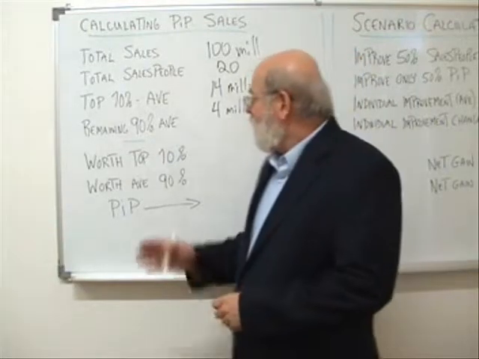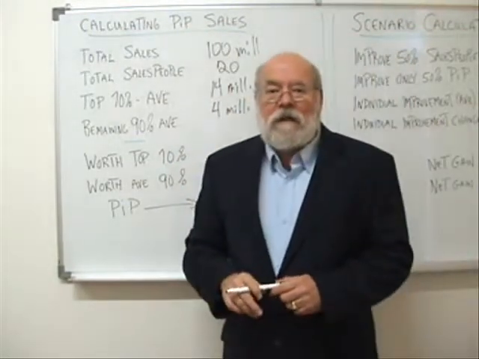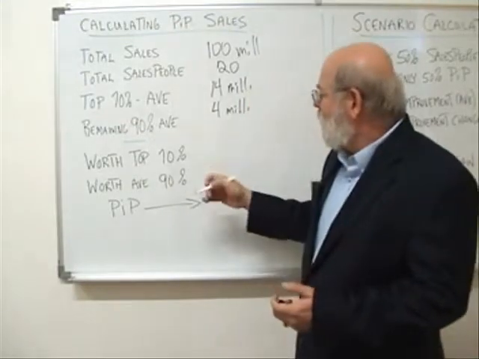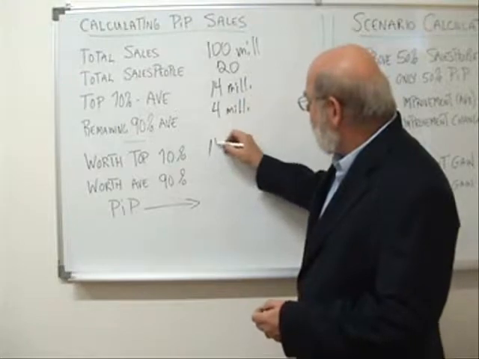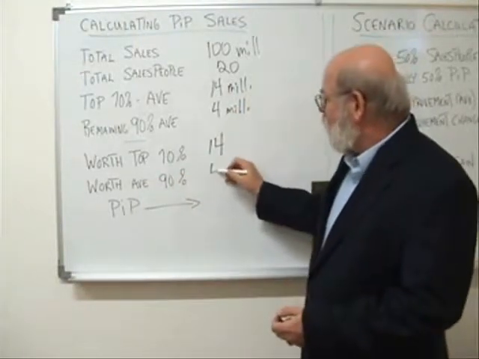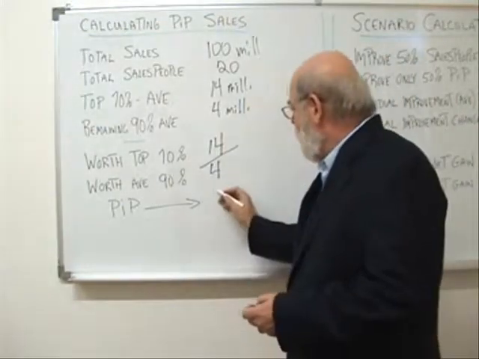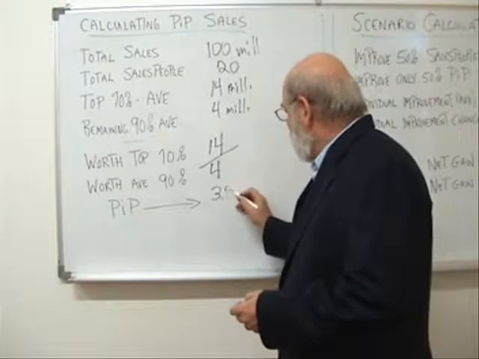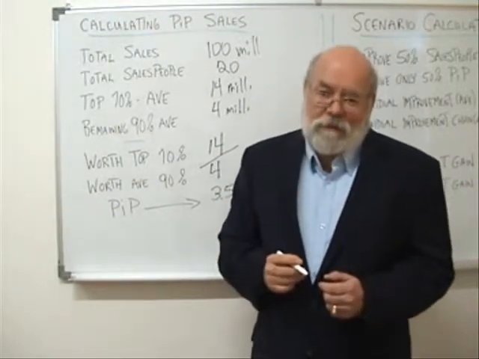Okay, so now we're back. Now let's say we want to first calculate our ratio, our PIP ratio, first. This is very simple. We can say the worth of our top 10% is about 14 to the worth of the average 90% which is 4. We make a ratio out of that, and what do we come up with? Basically looking at 3.5 times potential for improvement.